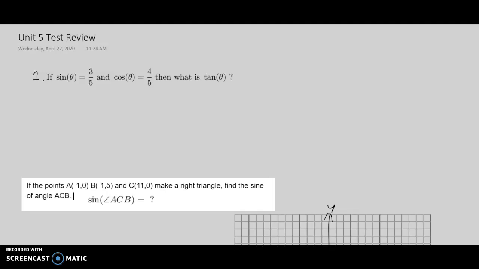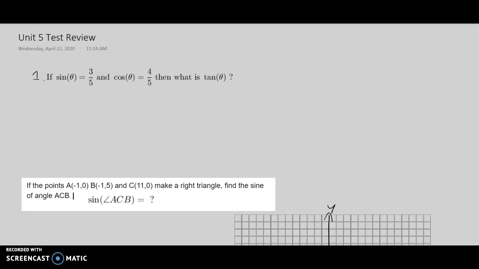All right, guys, I want to go over the Unit 5 test review really quickly in case you weren't able to make it to the live review session, or if you were in there and you were having a hard time following along with the solutions I was working through. I wanted everybody to have an opportunity to look at the solutions before you take the test. So let's go over number 1 really quickly.